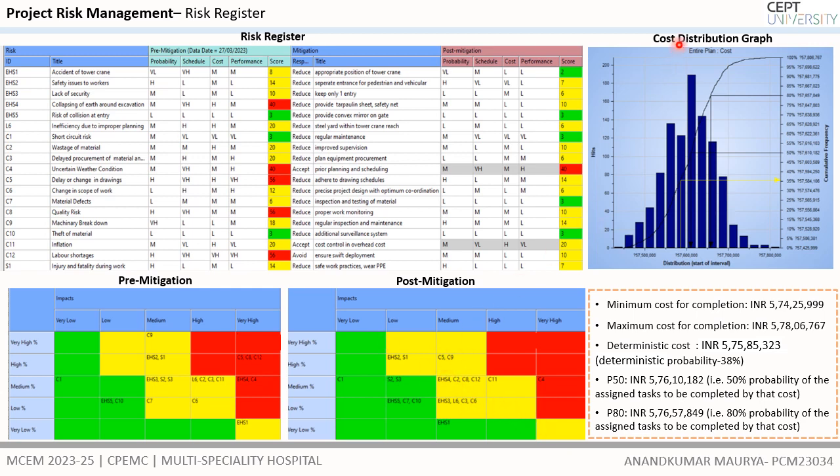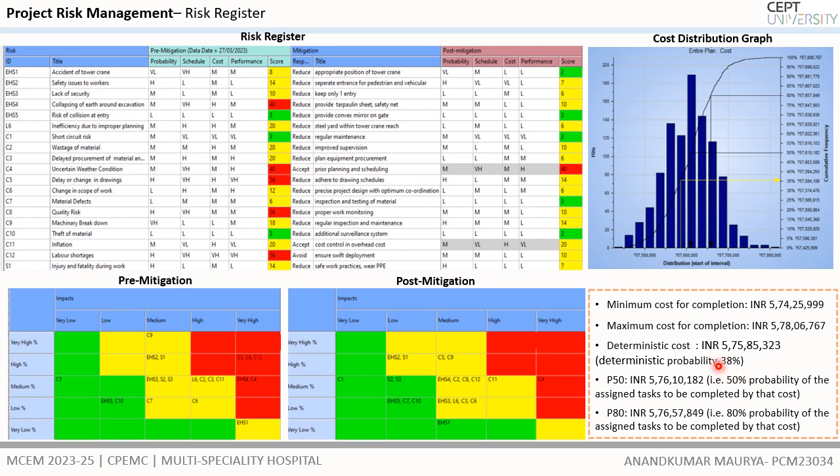And the cost distribution graph in Primavera analysis shows, based on the risk assigned to the activity for the scope of work taken for the third floor pour one, the total cost with the minimum number of risks is 5 crore 74 lakh 25,000, and with a higher occurrence of risk it could go up to 5 crore 78 lakh, where the current status of the risk shows the deterministic cost at the current stage, which is the yellow arrow shown here in the graph.